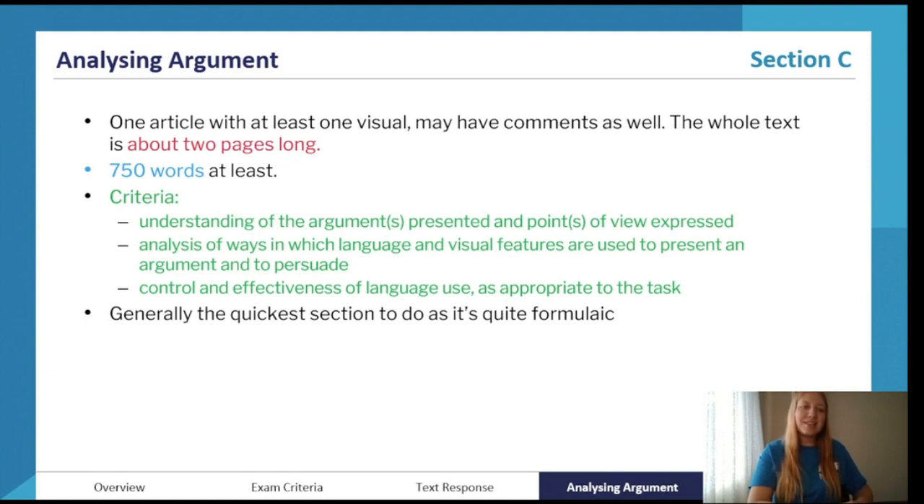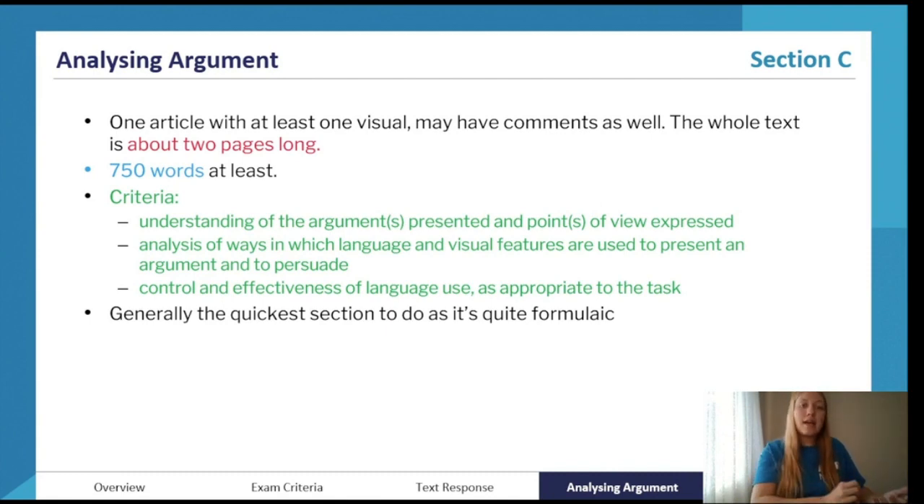So overall, section C, you're going to have one article with at least one visual on the exam, and it might have comments or other comparative material as well. The whole text should only be about 2 pages long. A lot of the SACs and analyzing argument pieces that you do in school may be significantly longer than what you'll actually do on the exam. So think of it as a not too daunting task, but definitely be prepared.